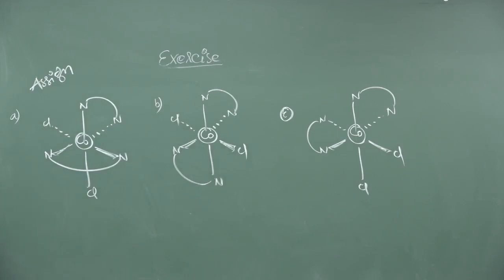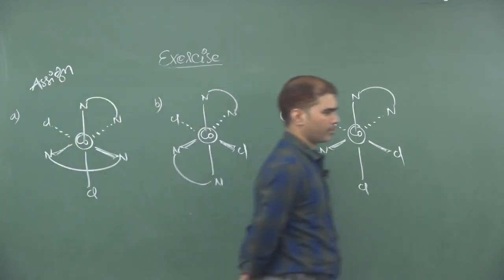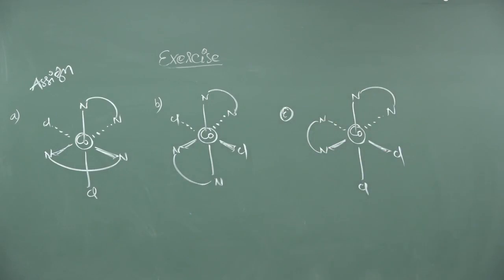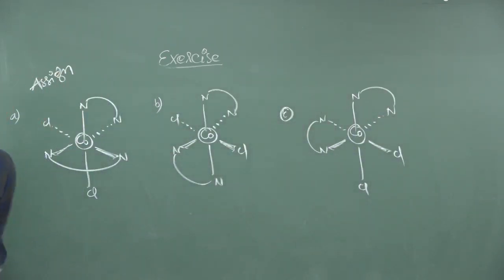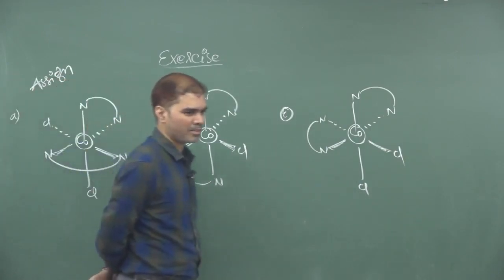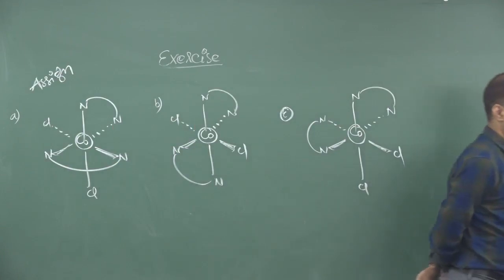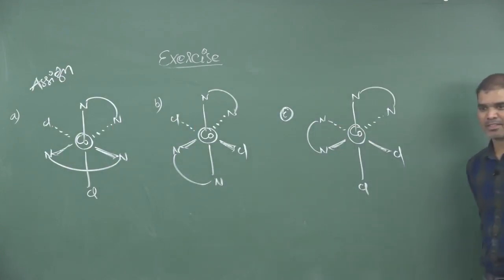Assign the configurations for these 3. How good it will be if they give you a 50-50 option? You have only delta and lambda. So if you say delta, I will say no. Then what is the answer?